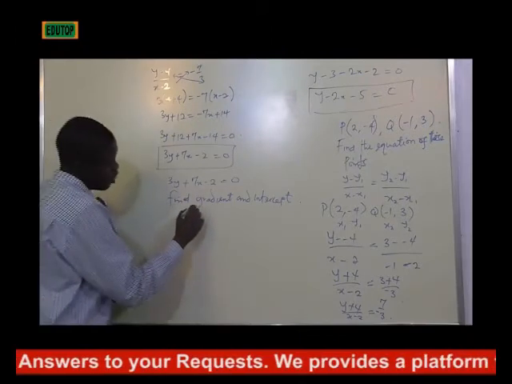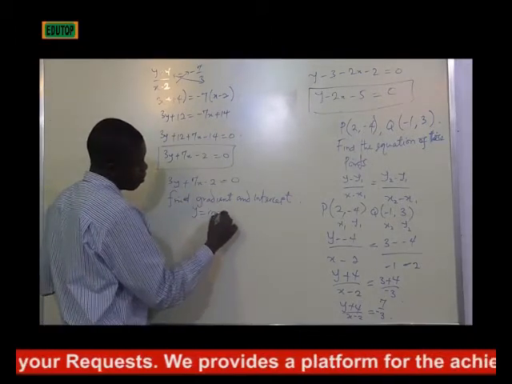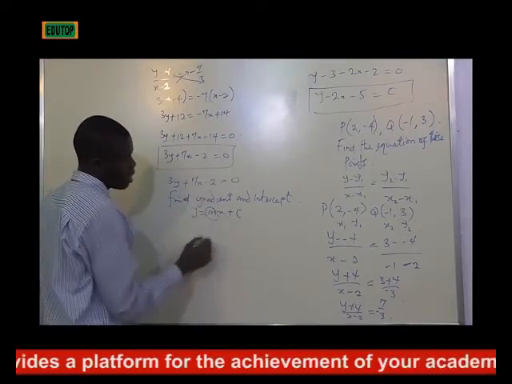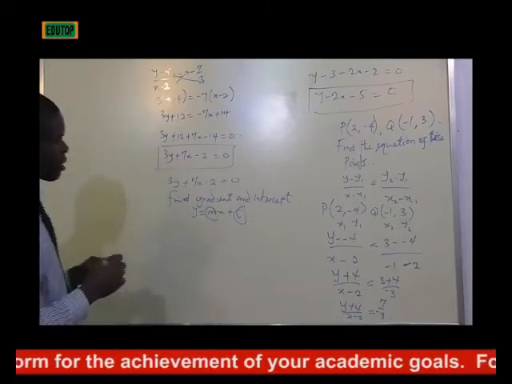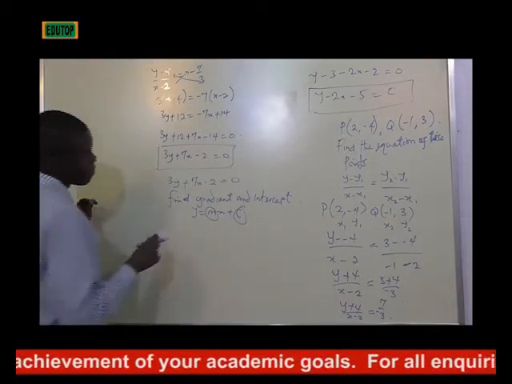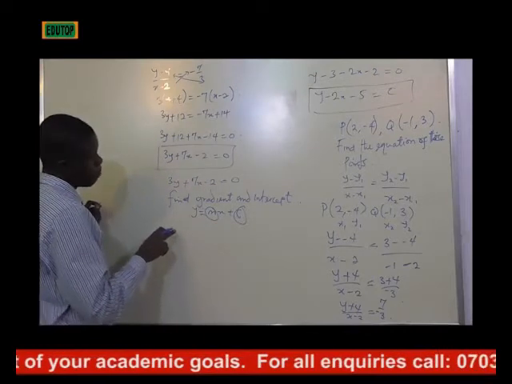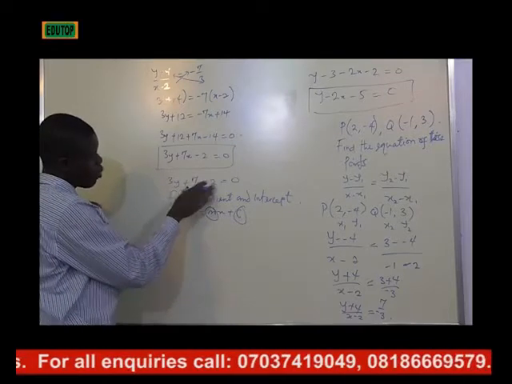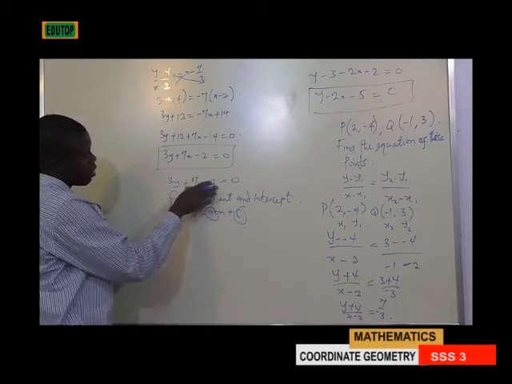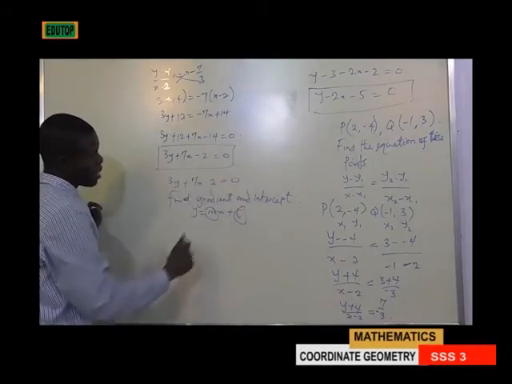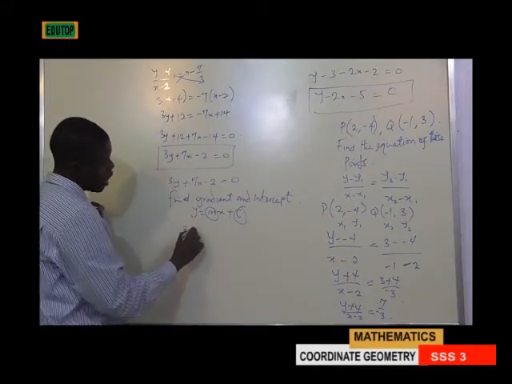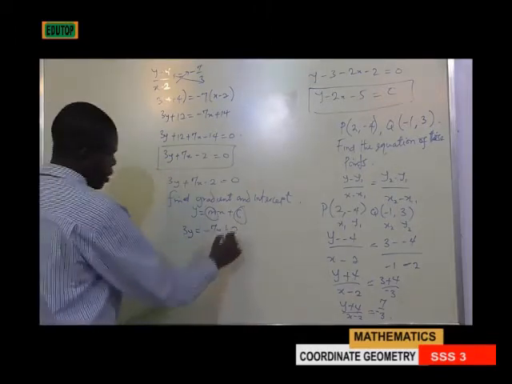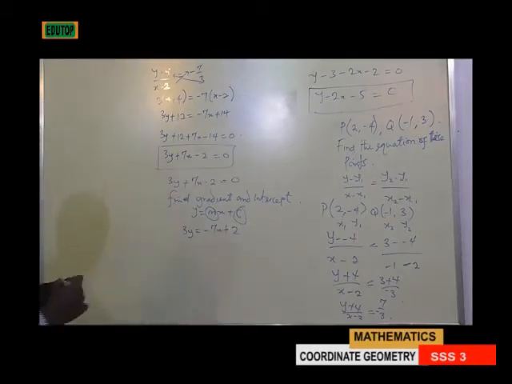What we do is, we know that the equation of the line is y equals mx plus c. So if you are able to conform this equation to look like this, we can find out our gradient and our intercept, and that is our interest. So the first thing to do is to make y the subject of the formula, and we transfer every other term to the right hand side. So we have 3y equals minus 7x plus 2.